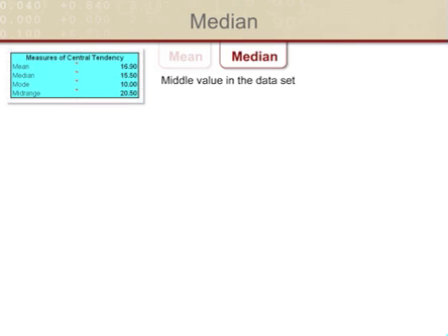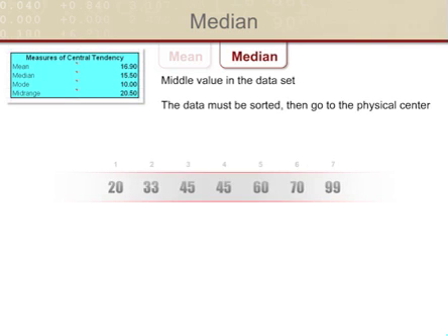The median is essentially the middle value in the data set. And in order to compute the median, the data must be sorted, from lowest to highest or highest to lowest, it doesn't really matter. Once the data is sorted, go to the physical center. So if I had, for example, 7 observations, even if some of them were repeated, it doesn't matter. You sort the numbers, and the 4th position up or down is the median, regardless of ties. The 4th position would be the median because it's the physical center.